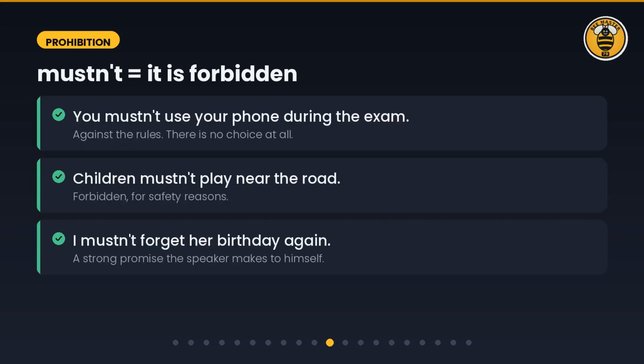Here is mustn't, always with the meaning, it is forbidden. You mustn't use your phone during the exam. That is against the rules, so there is no choice at all. Children mustn't play near the road. Forbidden for safety, and you can also use mustn't with yourself as a strong promise. I mustn't forget her birthday again.